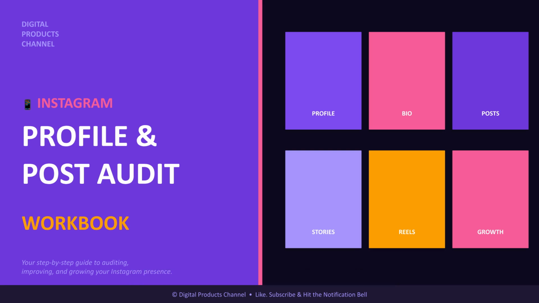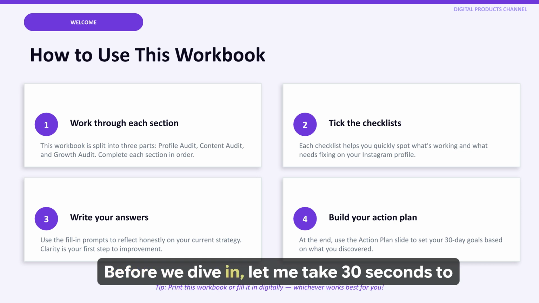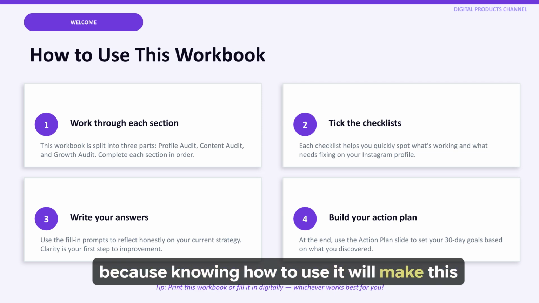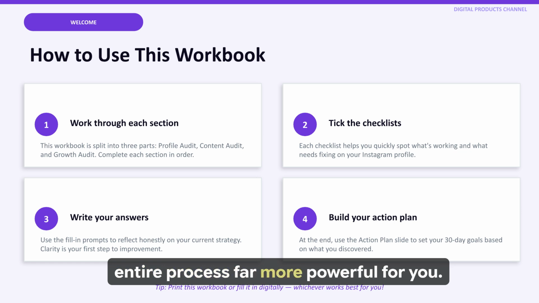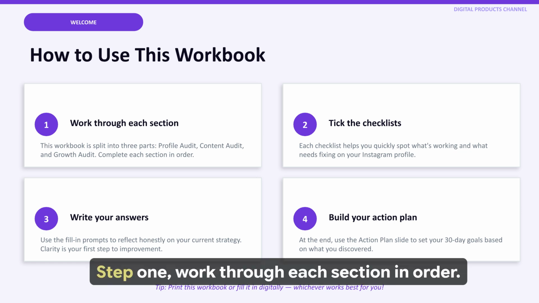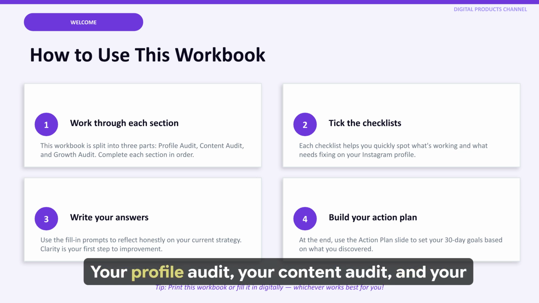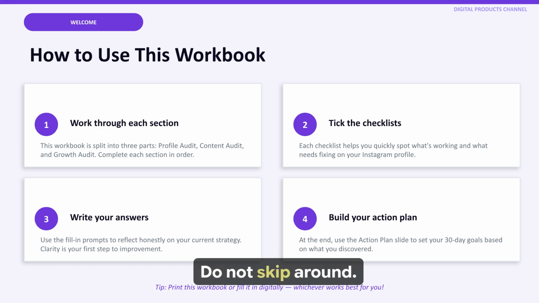Let's get into it. Before we dive in, let me take 30 seconds to show you how this workbook is structured, because knowing how to use it will make this entire process far more powerful for you. Step 1. Work through each section in order. The workbook is divided into 3 parts: your profile audit, your content audit, and your growth audit. Do not skip around. The order matters.